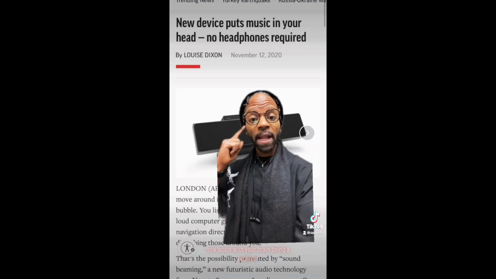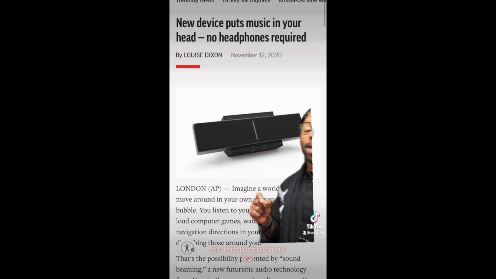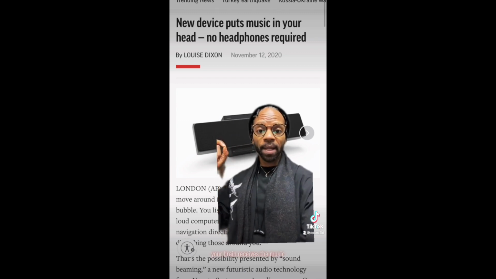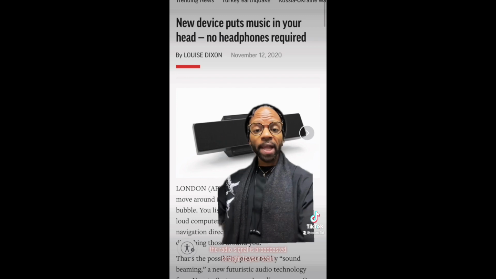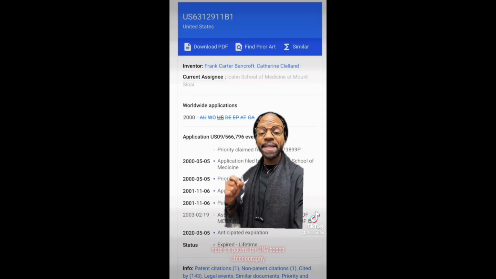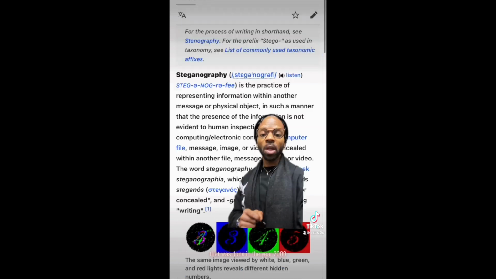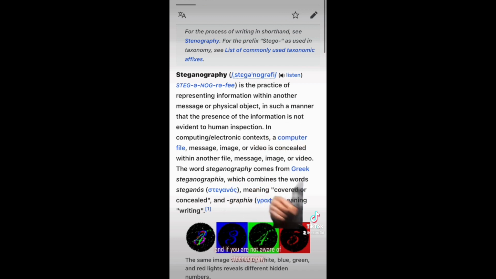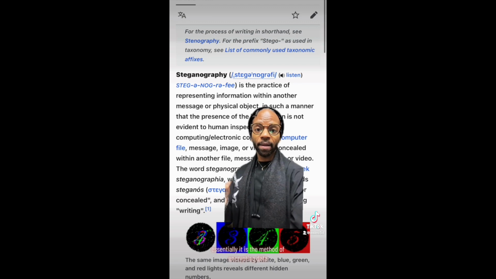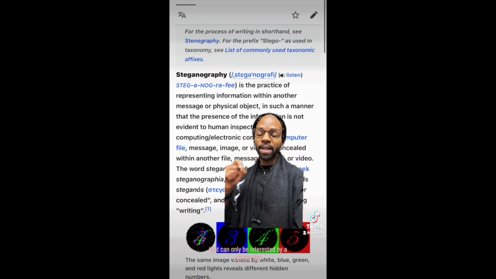Now again, with your brain being a receiver, new device puts music in your head, no headphones needed. Your brain receives the music. The radio signal is broadcasted straight to your brain. Now, I believe this is related. Here's a patent for DNA-based steganography that was done in the year 2000. And if you are not aware of steganography, pause to read. Essentially, it is the method of encrypting data. It's a way of putting something in plain sight that can only be understood by a certain few.